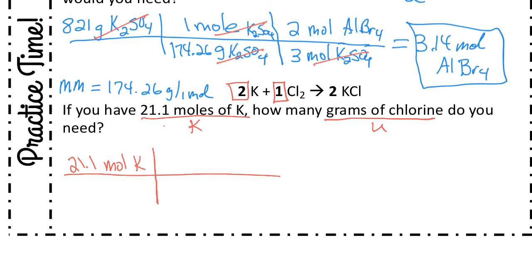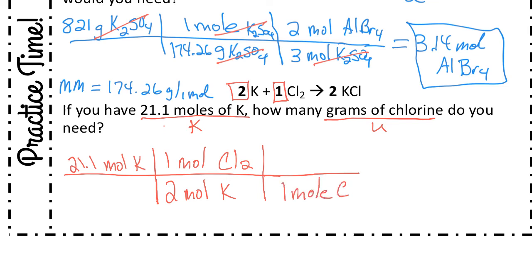So I need 2 moles of potassium to go on the bottom. I'm going to cross the bridge to chlorine. 1 mole of chlorine, Cl2. Now I'm ready for my next conversion factor. I'm trying to get to grams of chlorine. I have 1 more mole of chlorine on the top, so I'm going to need to have 1 mole of chlorine on the bottom, Cl2. And I'm trying to get to grams, so that means I need to grab my periodic table.